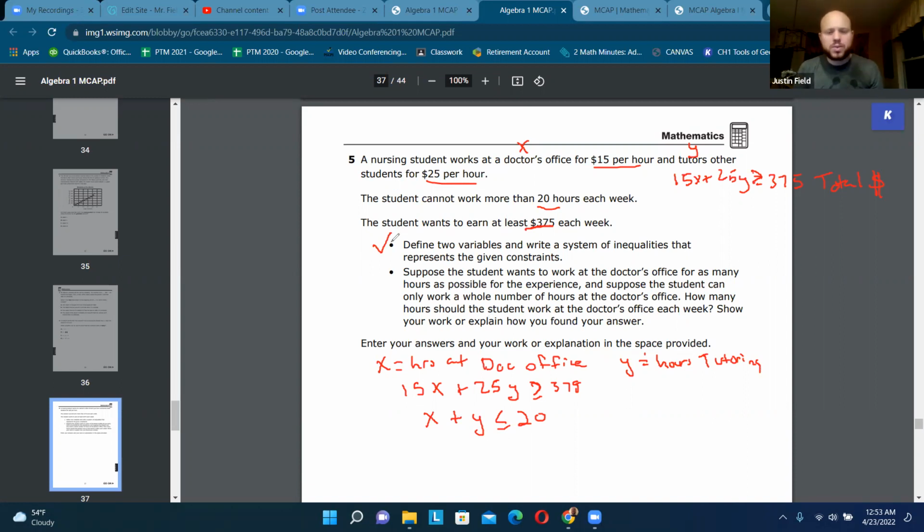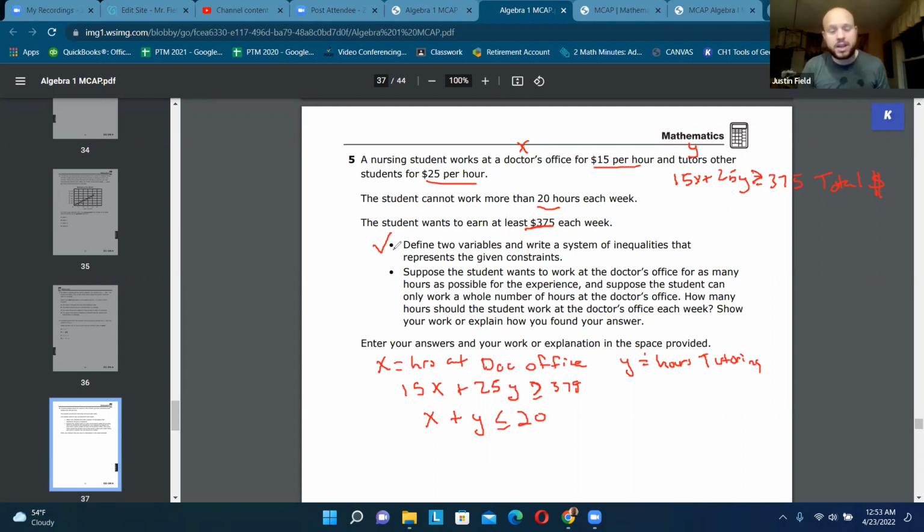Suppose the student wants to work at the doctor's office for as many hours as possible for the experience, and suppose the student can only work a whole number of hours at the doctor's office. How many hours should the student work at the doctor's office each week? Show your work or explain how you found the answer. Okay, so this is all right.